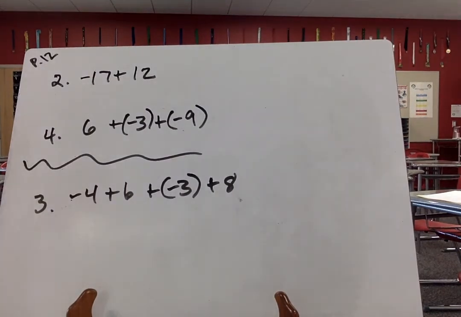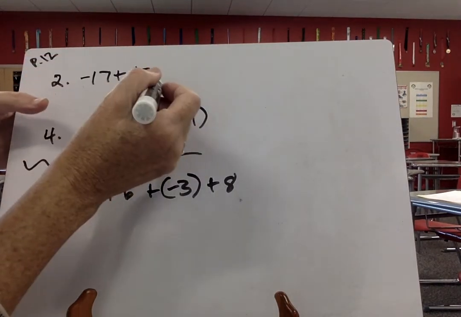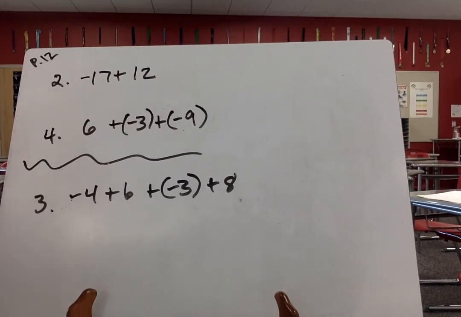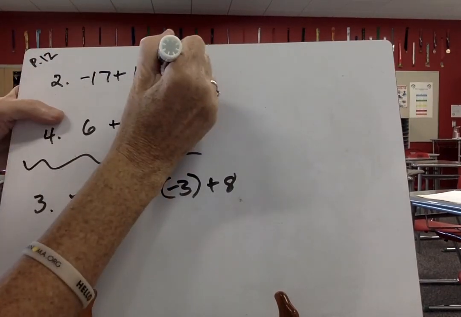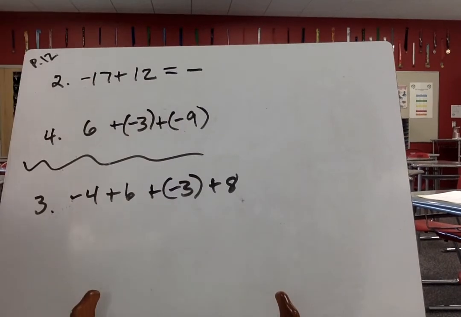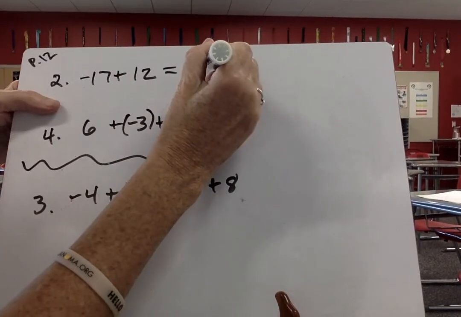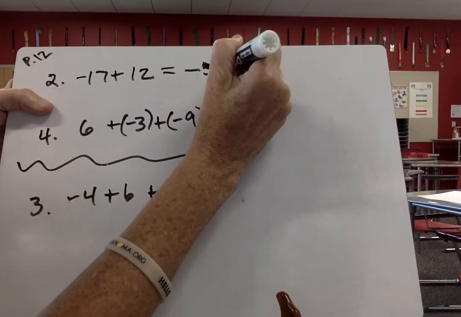Okay, so negative 17 plus 12. The absolute value of this negative is 17, and that's bigger than 12, so I know my answer is going to be a negative. And then I do subtraction. 17 minus 12 is going to be 5.